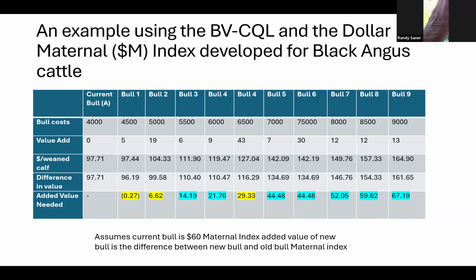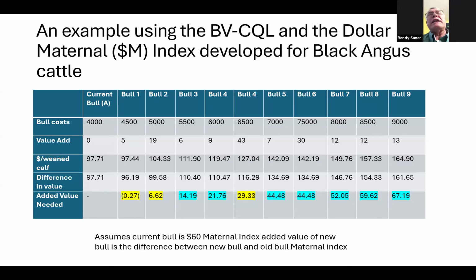This assumes my current bull was 60, so he would be 65, right? Bull 6 would be 90, because it'd be 60 plus the 30. But you gotta have the difference, 44, between the maternal index. These numbers are the difference, and you got to have $44 more for bull 6 than you do for bull 2, because he's higher priced. Yet he does give you some value there. But he only gives you $14.48 short.